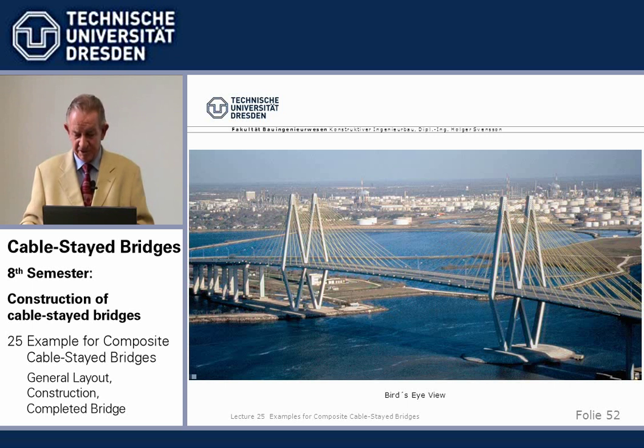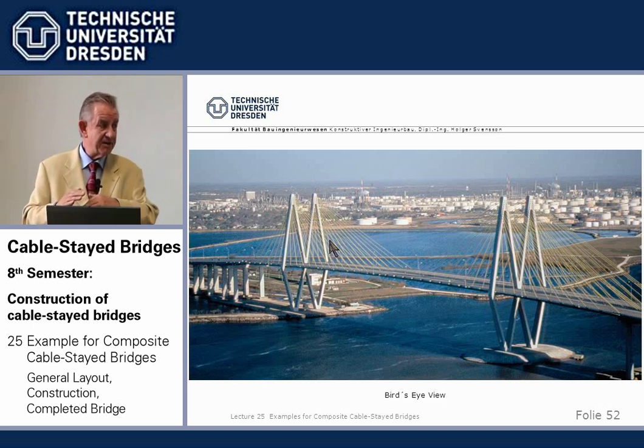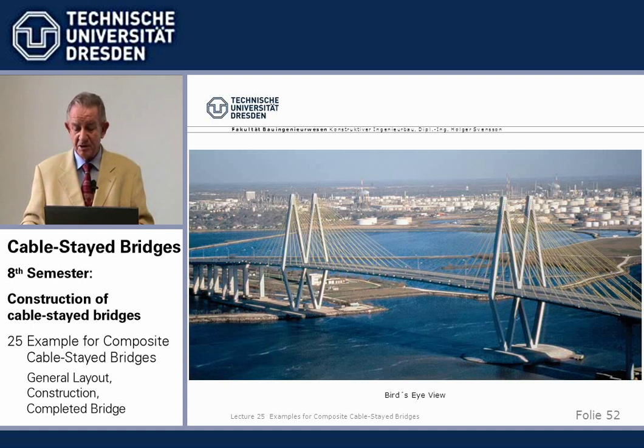So the completed bridge, bird's eye view. Here we see the whole thing. We have here the typical problem that for stay cables which run together at the tower, fan arrangement, and here we have even 4 cable planes, that in a skew view they visually intersect. Not too nice.